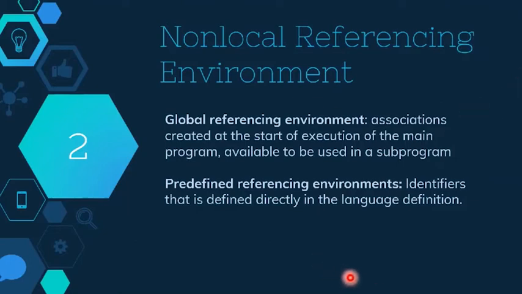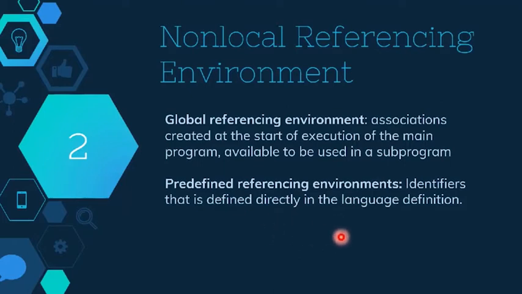So for the predefined referencing environments, these are the identifiers that are defined directly in the language definition. Any program or subprogram may use these associations without explicitly creating them. When we say predefined, these are the variables that come with the language. Like in Java, if we are going to use date, we are not going to define what is date anymore because it is already predefined there. So when we use date, it would return the current date.